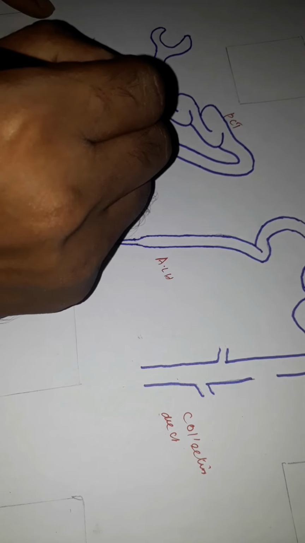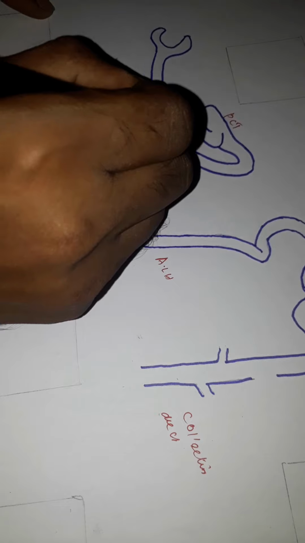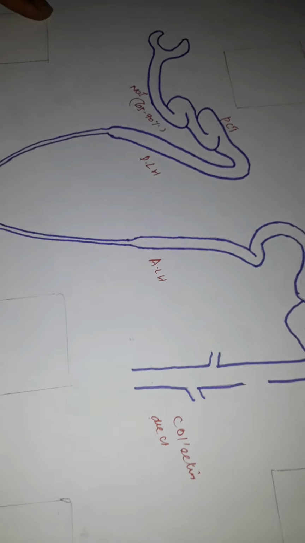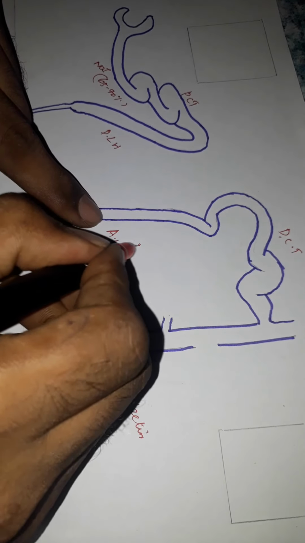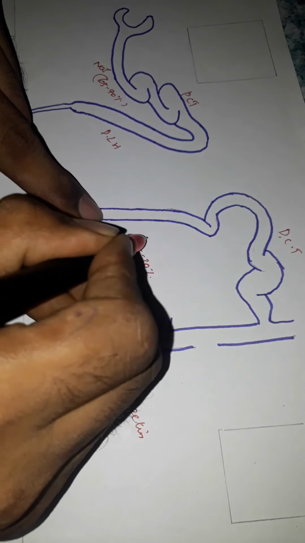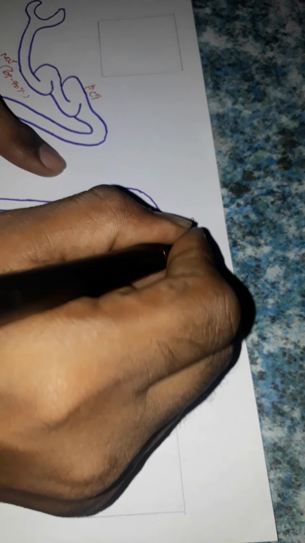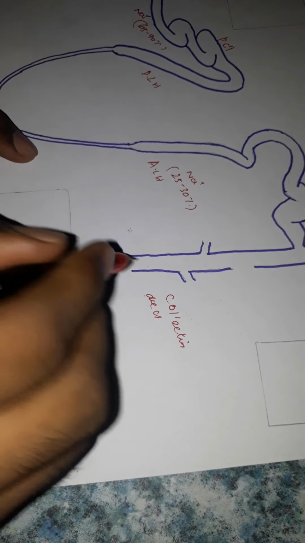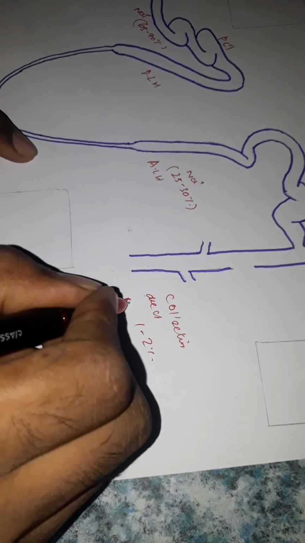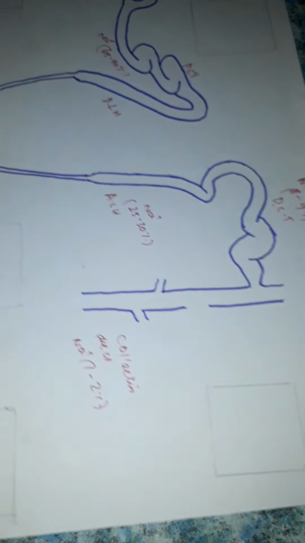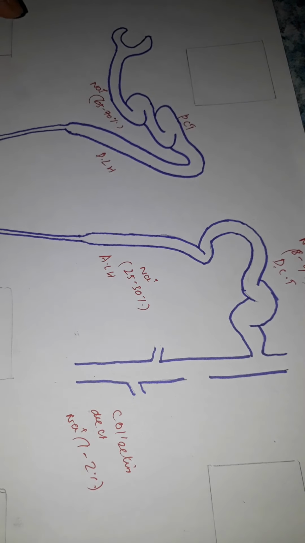Almost 65 to 70% of sodium is reabsorbed in your proximal convoluted tubules, and almost 25 to 30% is reabsorbed in your ascending loop of Henle. Around 8 to 9% is reabsorbed in your distal convoluted tubules, and 1 to 2% of sodium in your collecting tract. So this is how sodium is reabsorbed in different parts of the nephron.